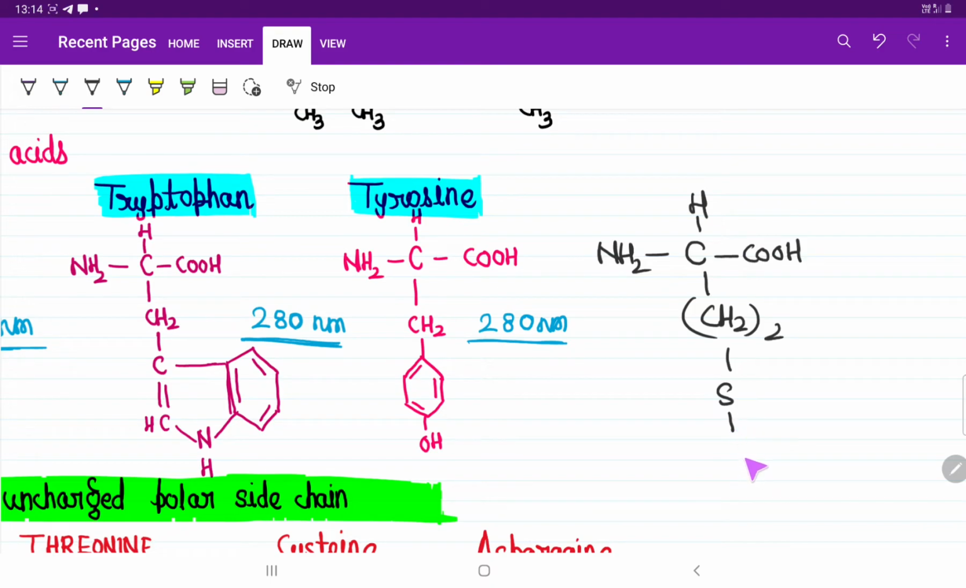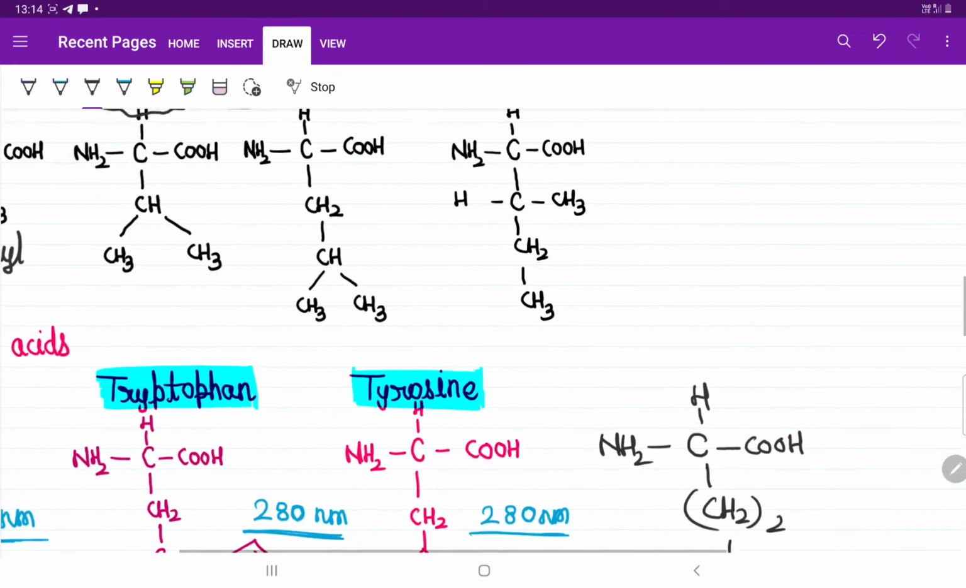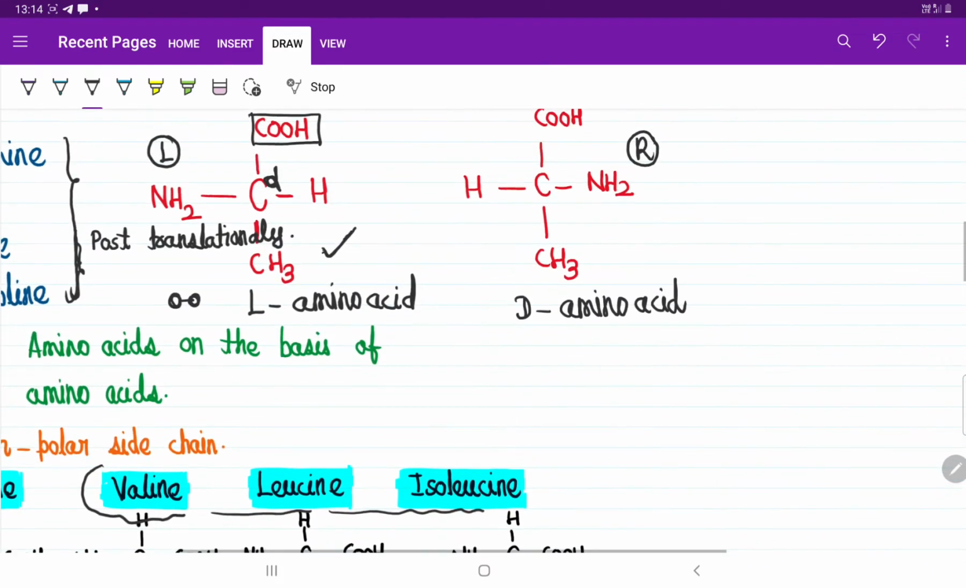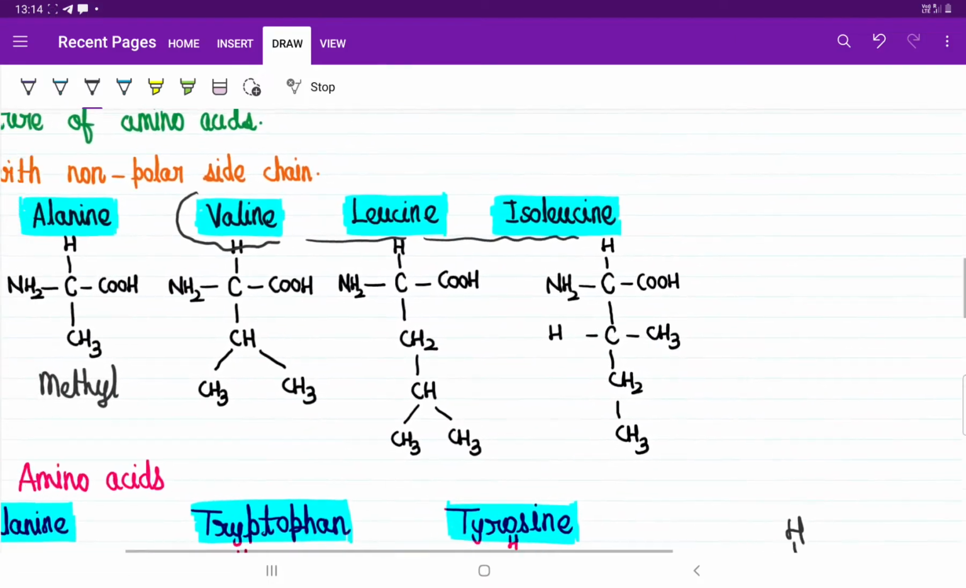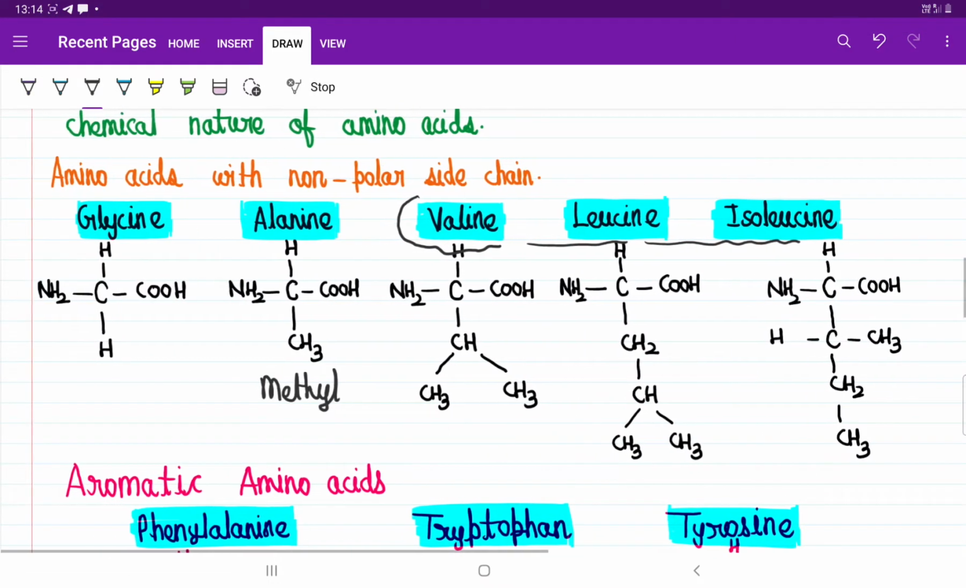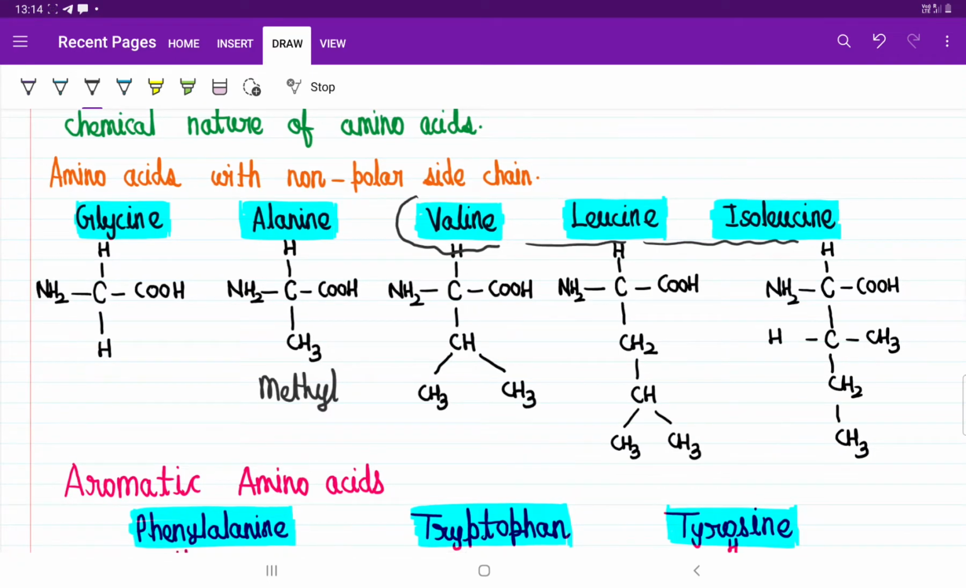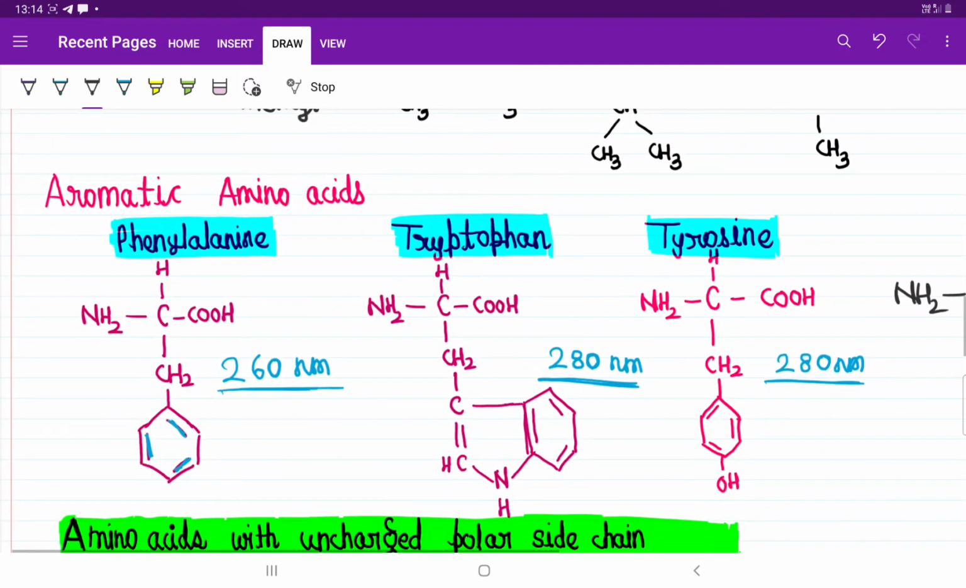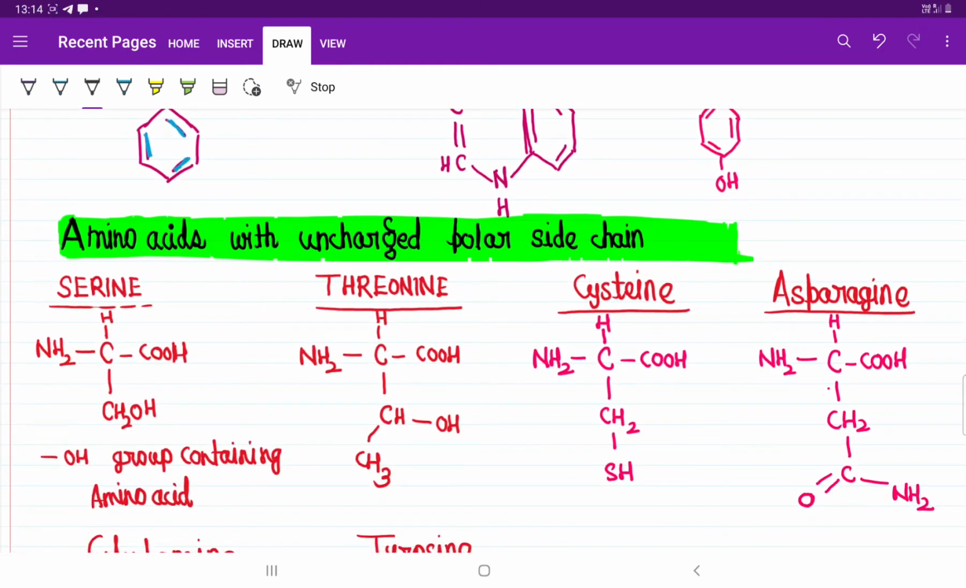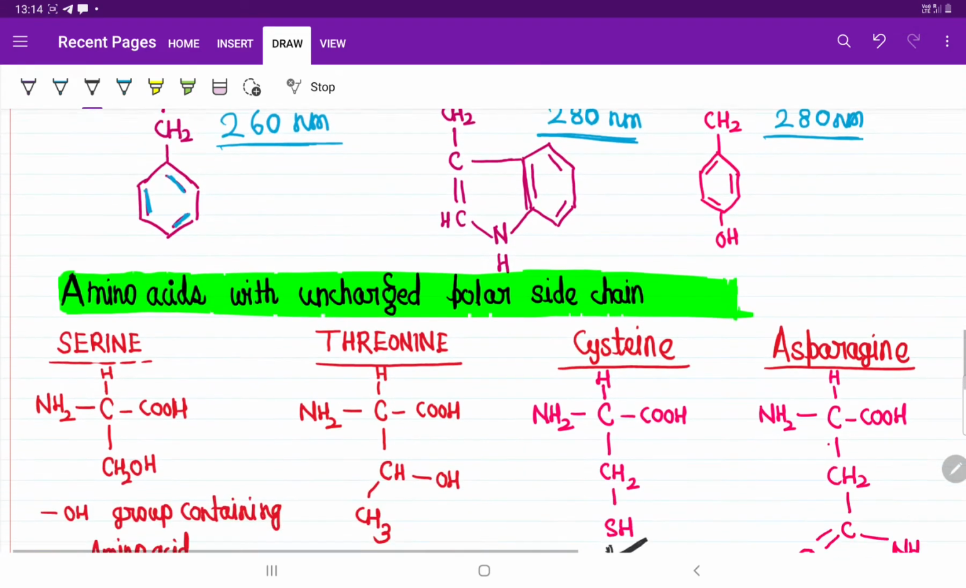Sulfur containing amino acids: two amino acids are sulfur containing amino acids. One amino acid is methionine, which also has a non-polar side chain. The second one is the sulfhydryl group containing amino acid, that is cysteine. Cysteine is an example of a sulfur group containing amino acid. You see here the sulfhydryl group present, a sulfur group containing amino acid.